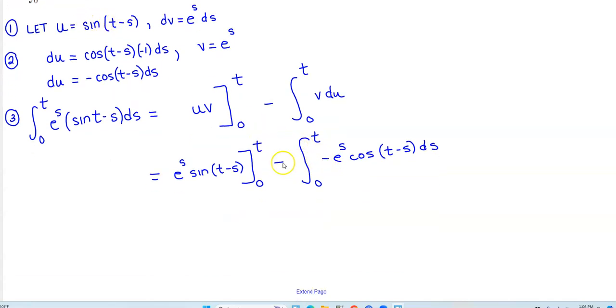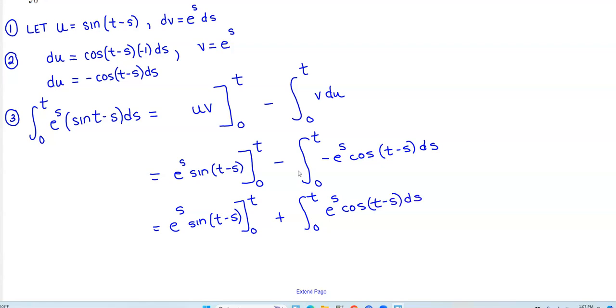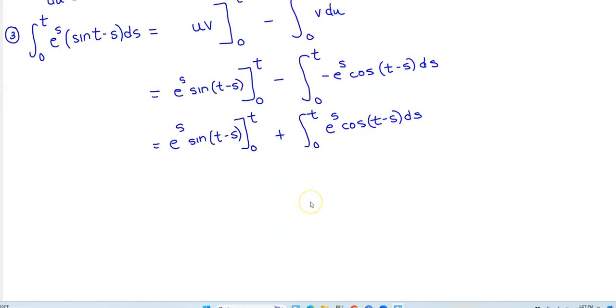Okay, so now we're going to go ahead and simplify. So we have e to the s times the sine of t minus s going from 0 to t. This negative times this negative makes that a positive, going from 0 to t. And we have e to the s times the cosine of t minus s ds. Okay, so now it looks like what we're going to have to do is integrate by parts again over here. So let's go ahead and do that.